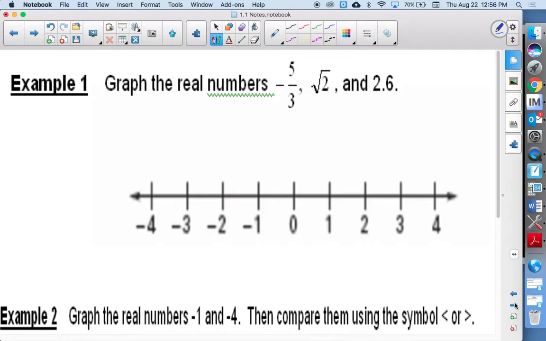So if you have your calculator out, which would be a good idea during class, what is -5/3 in decimal form? Good. -1.6 repeated. And square root of 2 in decimal form. 1.4. And then we have 2.6 already in decimal form. Okay, so we're just going to graph these real numbers on our number line here.